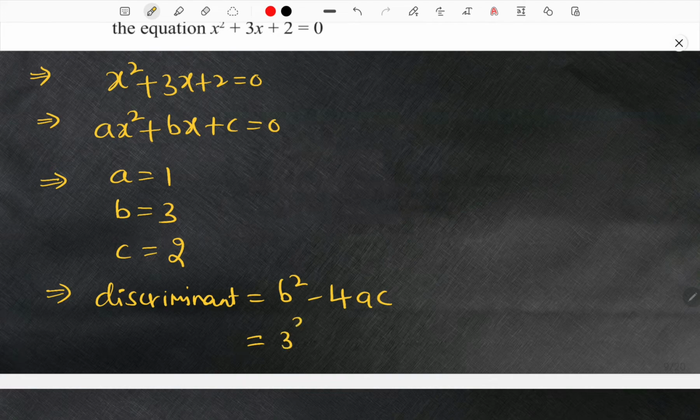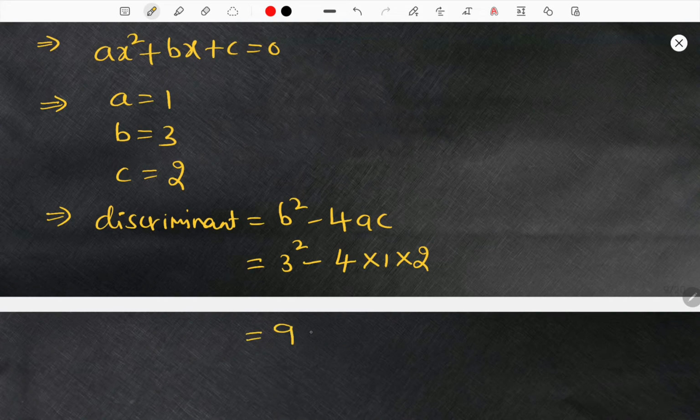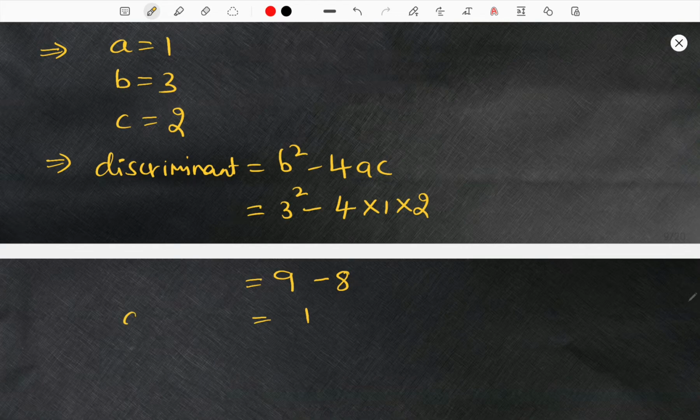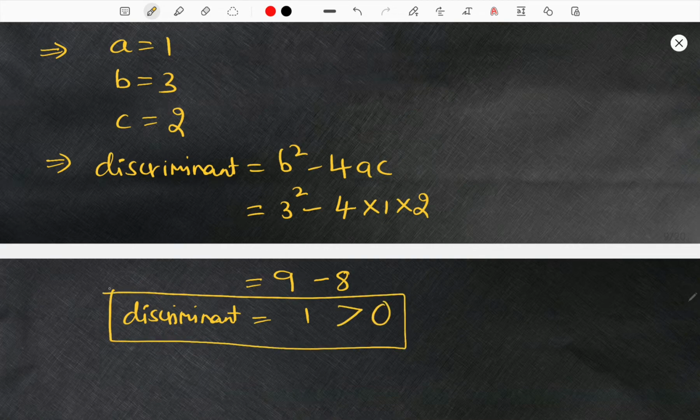b square means what? 3 square minus 4 into a is 1 and c is 2. So 3 square is what? 9. 9 minus 8 is 1. So whatever discriminant is there, we got it as 1. That means it is greater than 0.